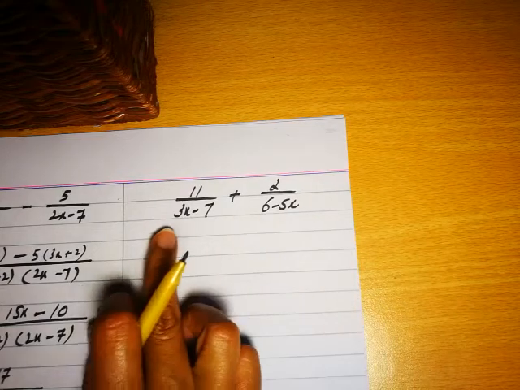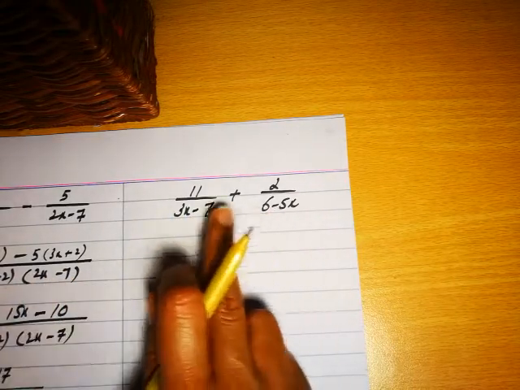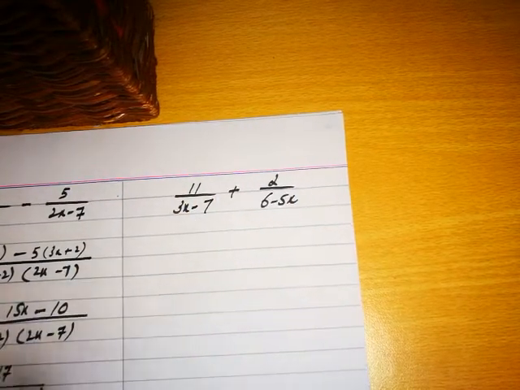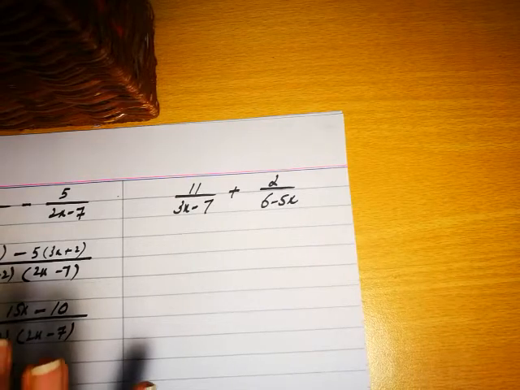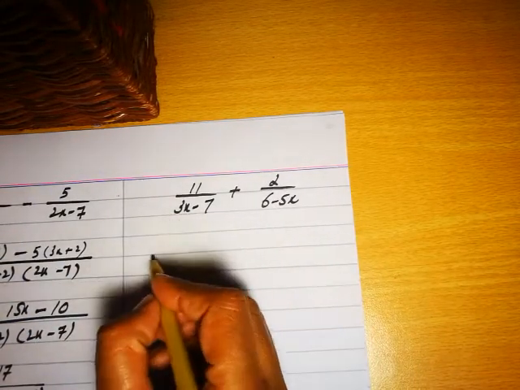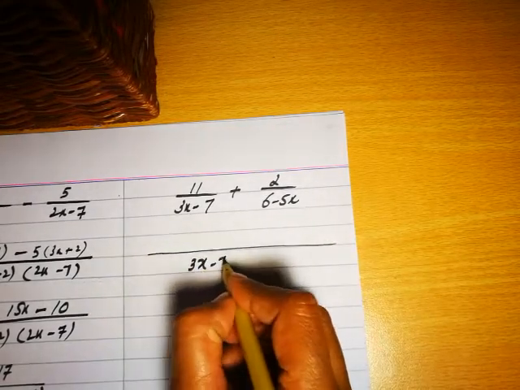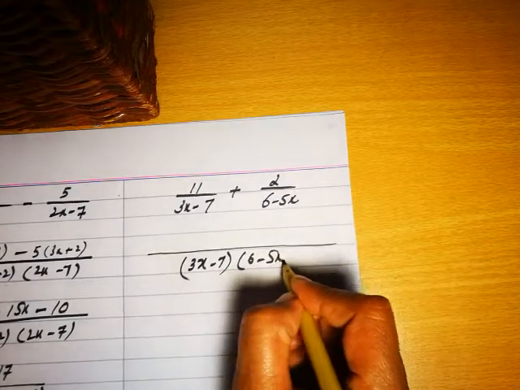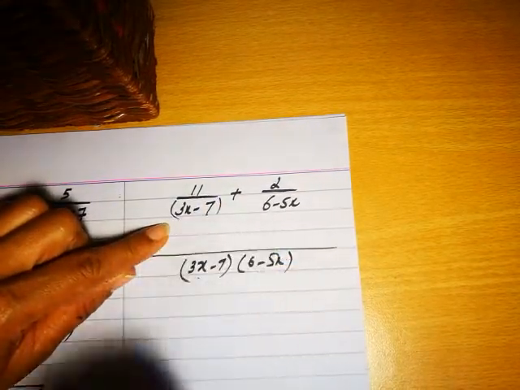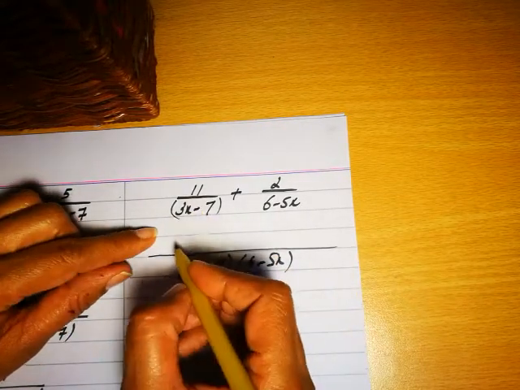Nothing is common. You're going to take the LCM, having the brackets just like this and multiplying 11 by this and 2 by this. This is not called cross multiplication. I'm telling you, my dear students, this is LCM. If I take 3x minus 7 and 6 minus 5x, what am I missing here? I want to have both terms here. I'm missing this term, so I'm going to multiply this term by 6 minus 5x.